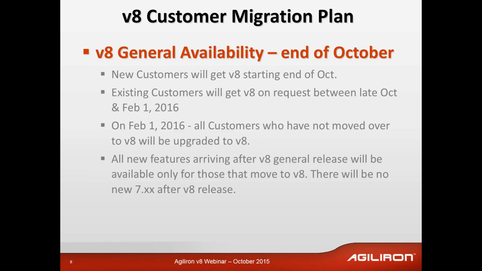Otherwise, they'll stay on 7.19, which will be the last release in that generation, all the way up to February 1, at which point everybody will be automatically migrated. And obviously, the rationale for this is that it's in the middle of holiday selling season, and we don't want to be disruptive to that particular focus. The only caveat here is, after 7.19, all new features will only be on V8. So if you stay on 7, then between end of October and February 1, you will not see any new features being added.